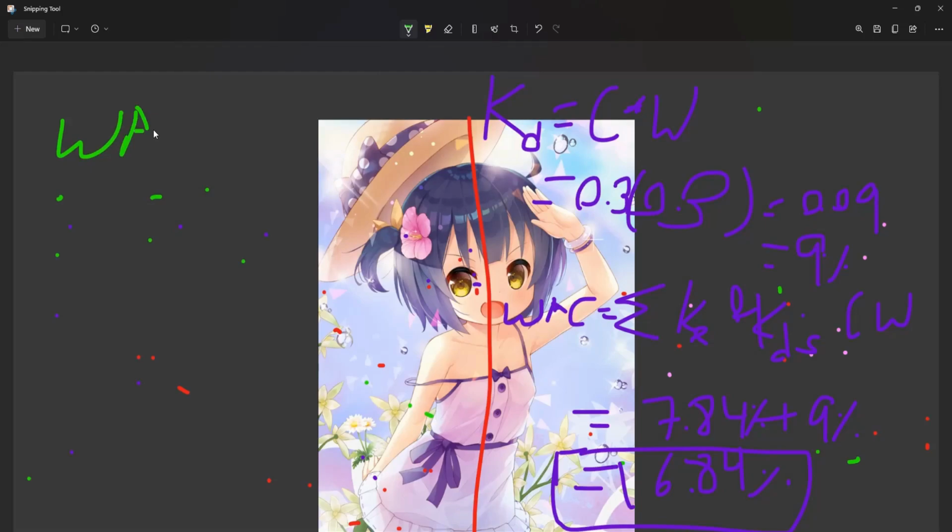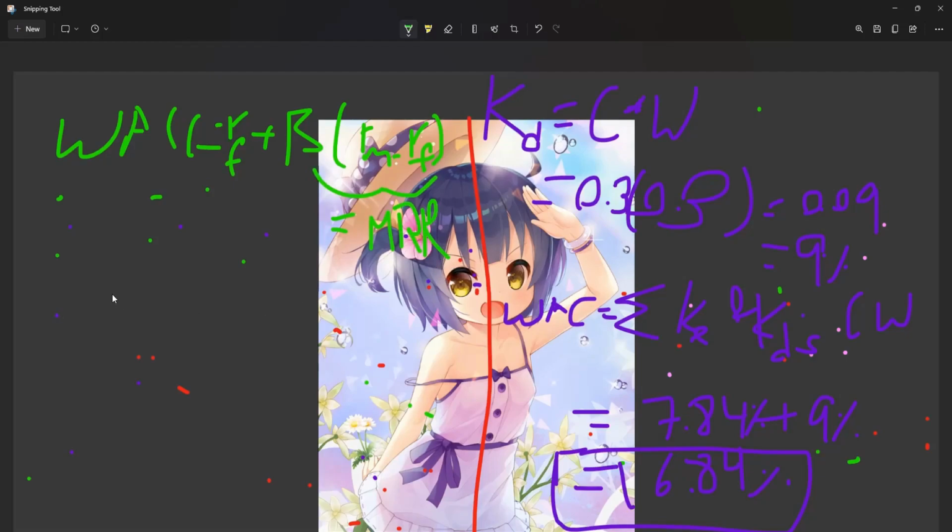WACC is equal to RF. Okay, let me fix that. That looks terrible. Remember, I recommend watching these at 2x speed so that everything goes nice and smoothly. RF plus beta. Okay, that is not how you write that. Let me write it correctly. Times RM minus RF. And since this is already given to us, we know that this is equal to the market risk premium.